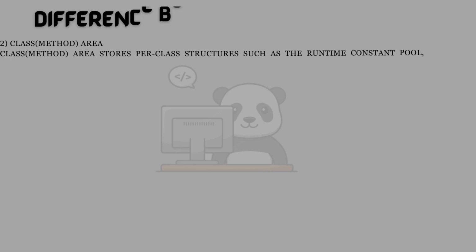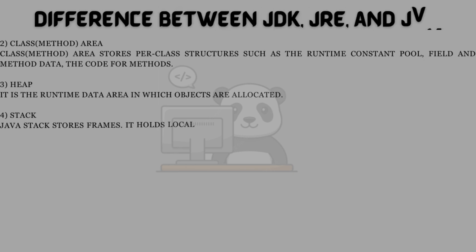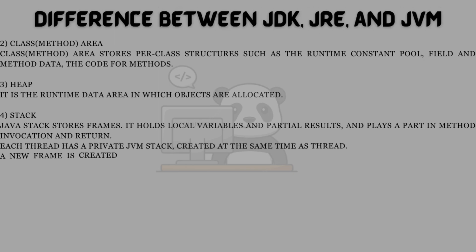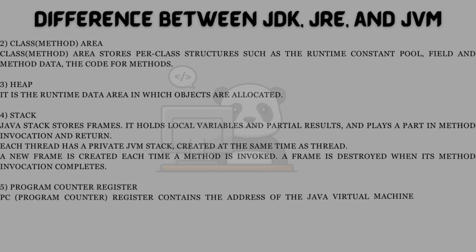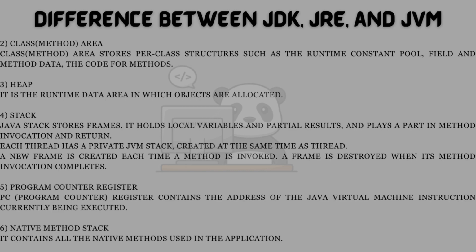2. Class (method) area. Class (method) area stores per-class structures such as the runtime constant pool, field and method data, the code for methods. 3. Heap. It is the runtime data area in which objects are allocated. 4. Stack. Java stack stores frames. It holds local variables and partial results, and plays a part in method invocation and return. Each thread has a private JVM stack, created at the same time as the thread. A new frame is created each time a method is invoked. A frame is destroyed when its method invocation completes.